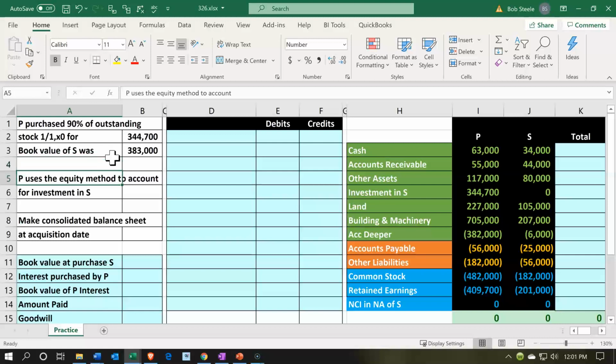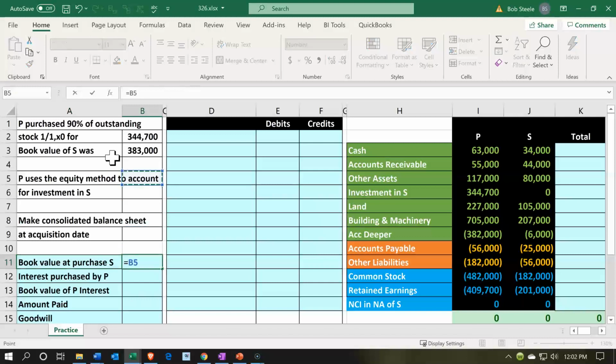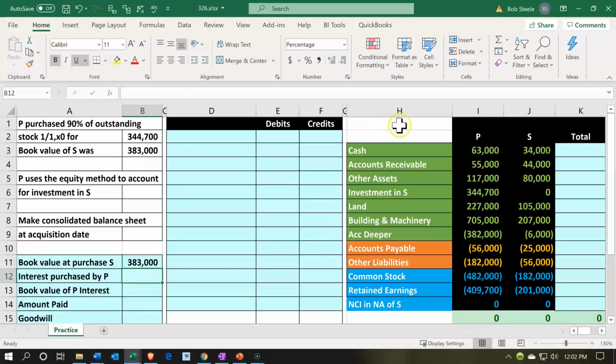P uses the equity method to account for investment in S, so it's going to be using the equity method. Make consolidation balance sheet at acquisition date. Okay, so first let's consider basically goodwill calculations and the percentage of ownership since we have a controlling and non-controlling interest. Book value at purchase of S. So what was the book value as of the purchase of S? It was the 383. In other words, book value meaning assets minus liabilities as of the purchase date.